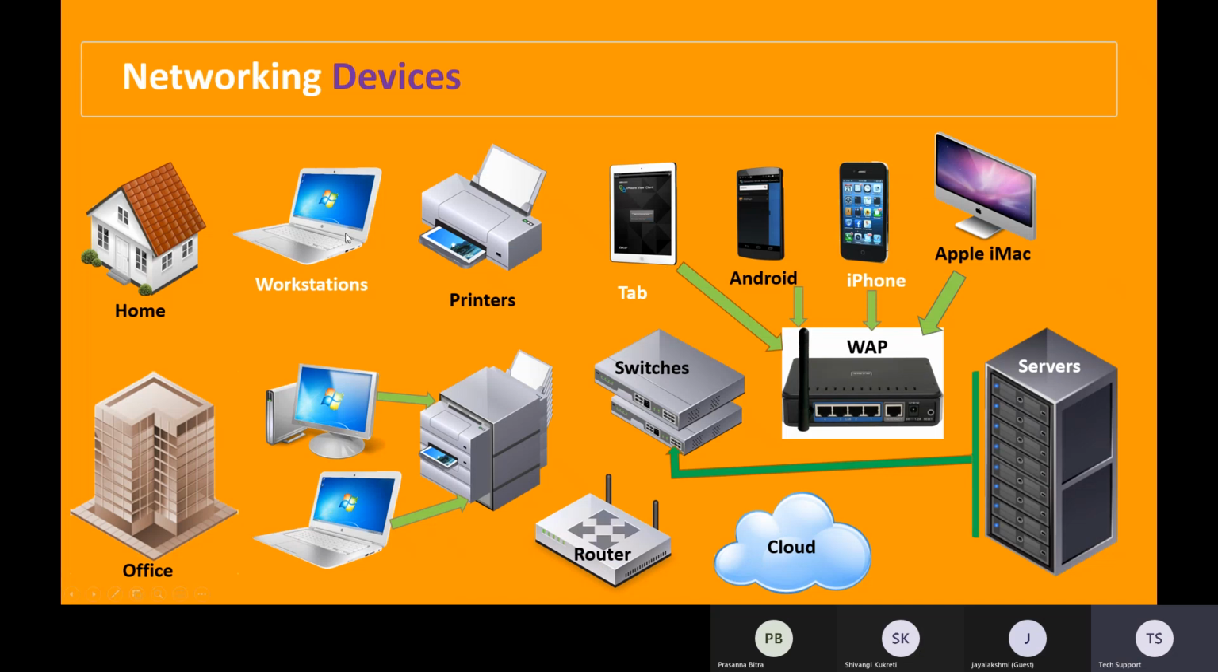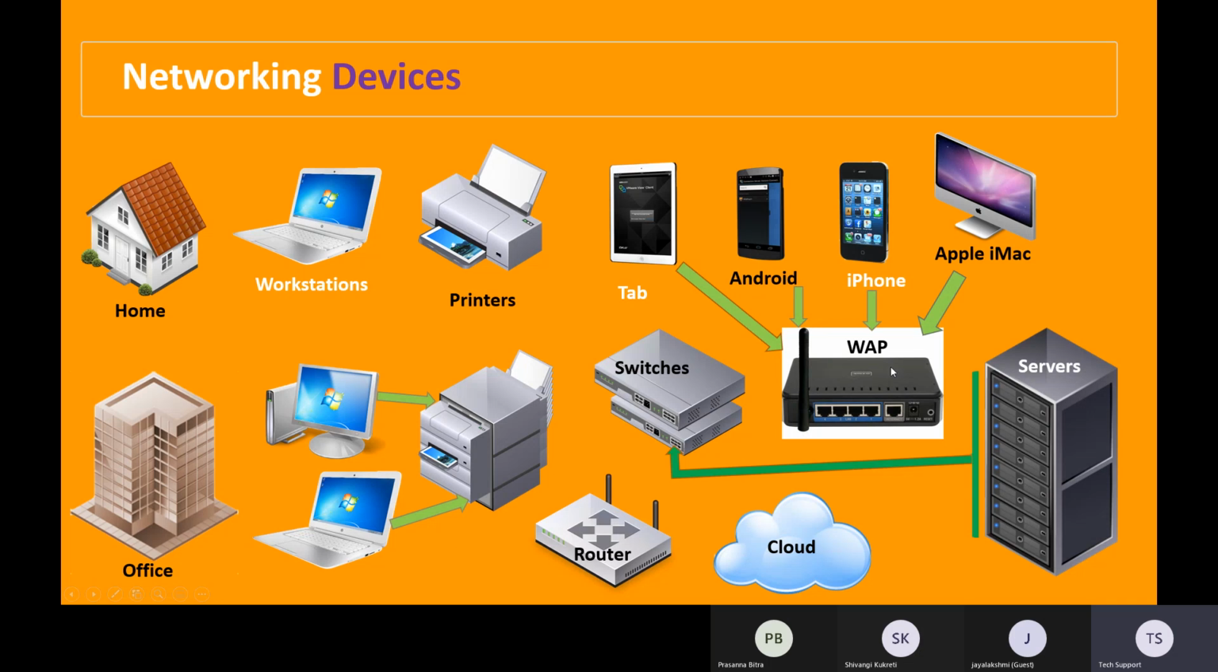Normally home systems will use the wireless access point. In some scenarios we may also use physical switches. When it comes to the office network, a workstation can be either a desktop or a laptop. There will be a number of workstations. All the workstations you can connect to the switches or to the wireless access point.